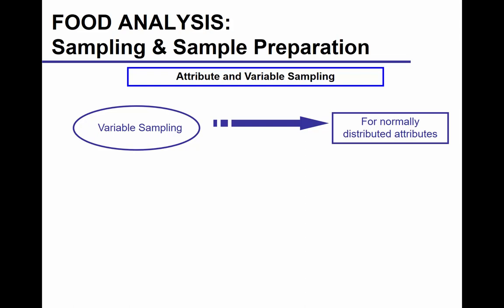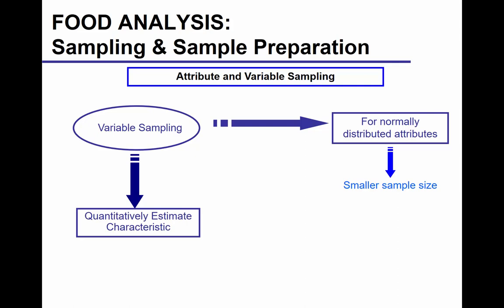Okay, so variable sampling is for normally distributed attributes such as moisture. When they're normally distributed, you don't need a lot of sampling. So the number of samples you withdraw will be smaller relative to attribute sampling. And we're often looking for quantitative measurements or characteristics. You're not looking for either present or not present. We're mostly looking at getting a number, a value that is on a continuous scale.